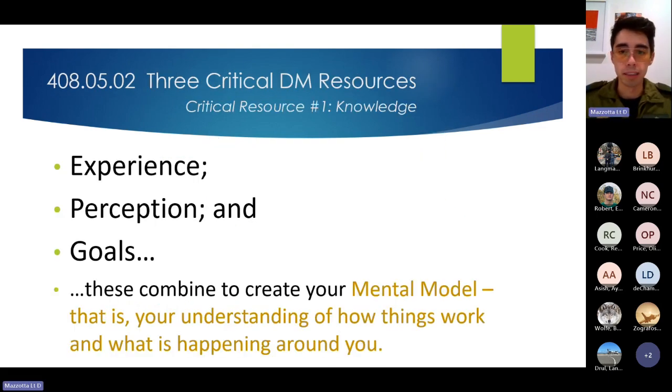When we talk about knowledge a little bit more in depth, there are three big things with knowledge: experience, perception, and goals. These combined create your mental model, that is, your understanding of how things work.